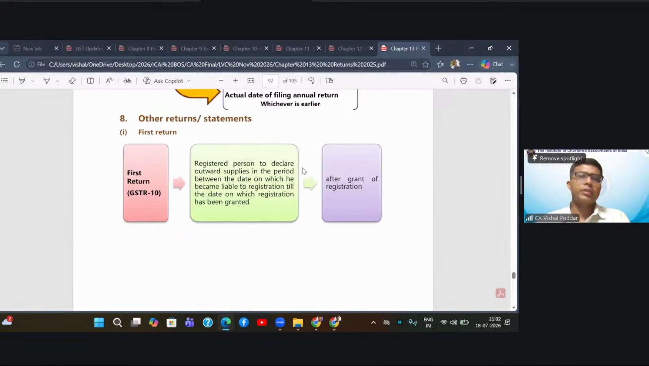What are some other returns? First return. Now this first return, again come back to the registration topic.